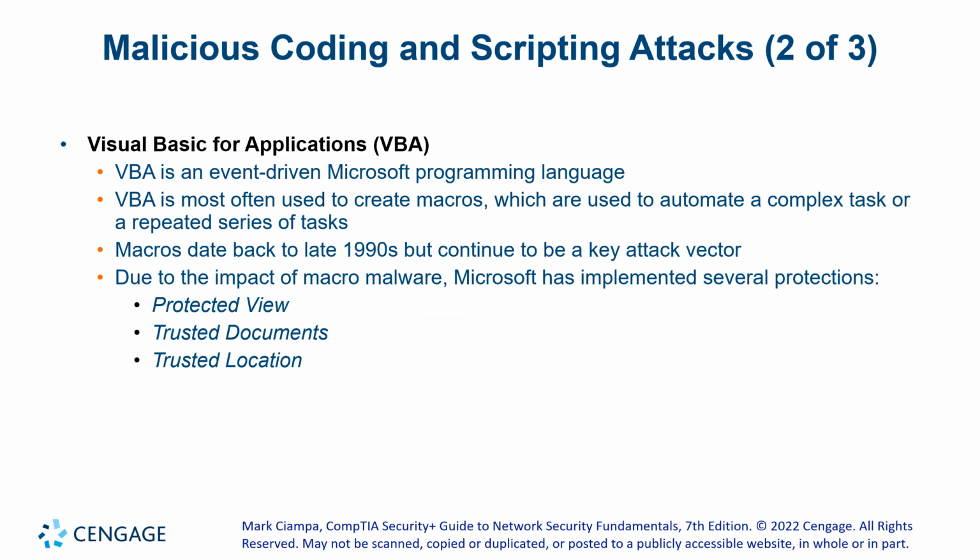VBA, which is Visual Basic for Applications, is an event-driven Microsoft programming language. It's most often used to create macros, which are used to automate complex tasks or repeated series of tasks. Macros date back to the 90s, but continue to be key attack vectors. Due to the impact of macro malware, Microsoft has implemented several protections. That's why you see those protected view, trusted documents, trusted locations. Whenever you open something in Word, it's like, are you sure you want to enable editing? Macros are the reason for that. It's because people started sending what looked like normal documents and they had macros attached to them, because it's quite easy to do.